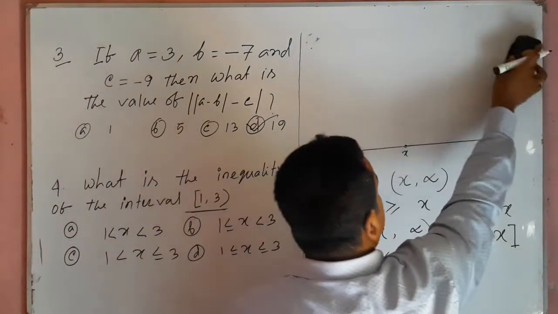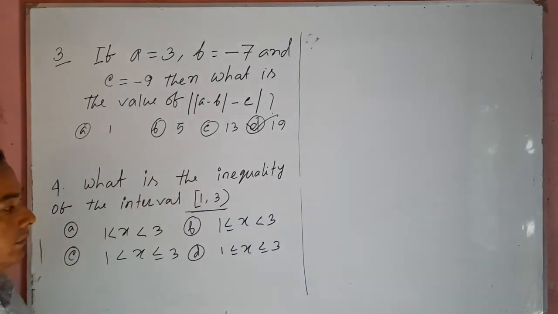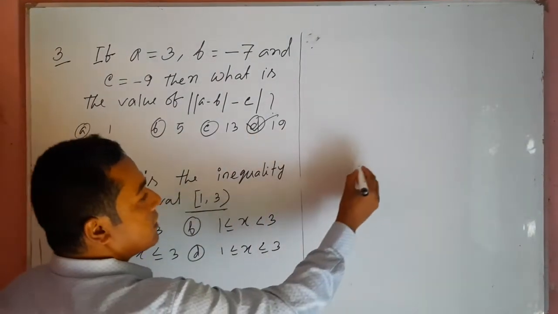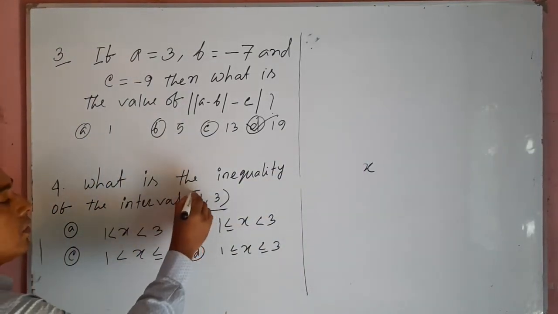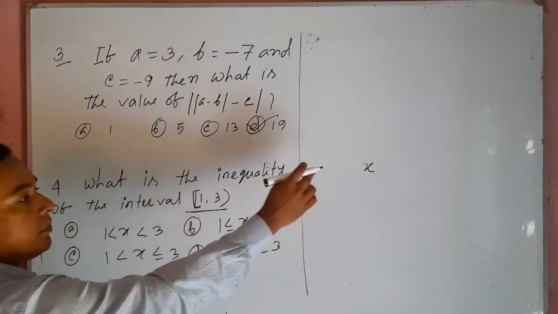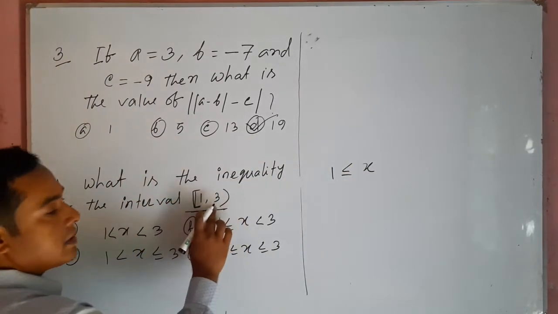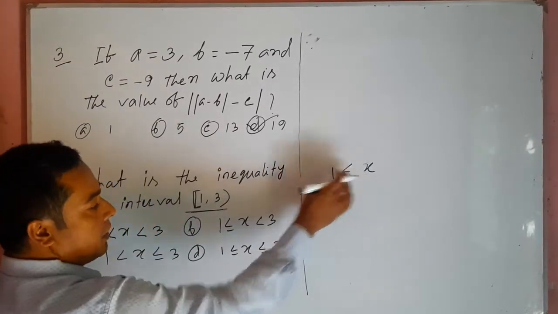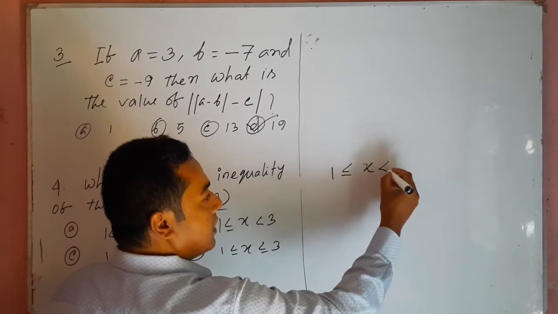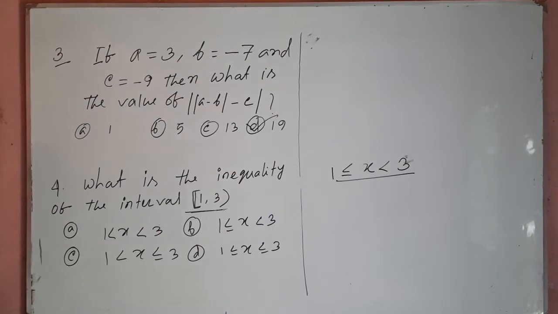From the interval we can write it this way: 1, 3. It means x is a number which is closed, that means 1 is included in the value of x. So this is an equal sign, but 3 is an open interval, so 3 is not included in our value. That's why you can say 1 is less than or equal to x, less than 3. So this is our interval, and the answer option is B. This is our right answer.